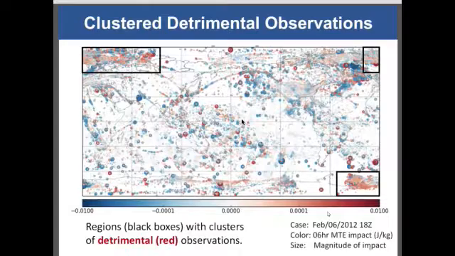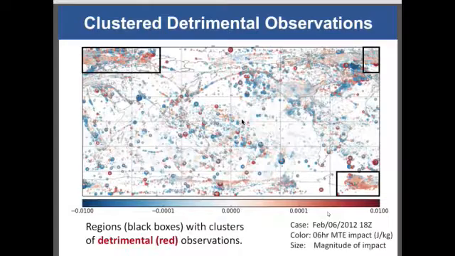impacts region by region, then you'll get the net impact is a beneficial impact, except for the two regions I marked with a black box. In the black box, you can see that they are clustered with red, the detrimental observations. These observations are provided majorly from the MODIS polar wind, and we'll talk more on that.